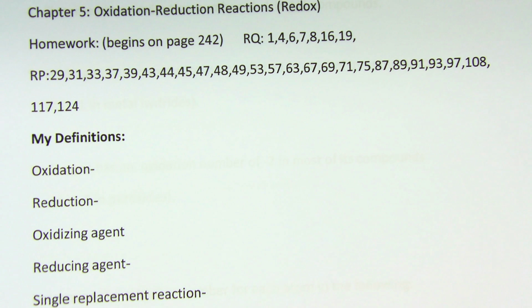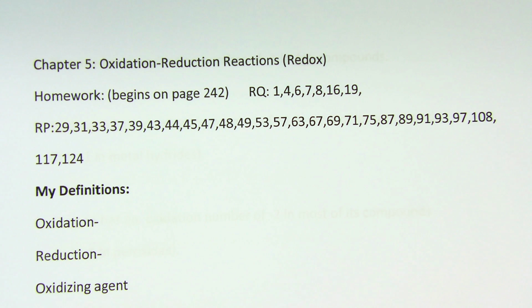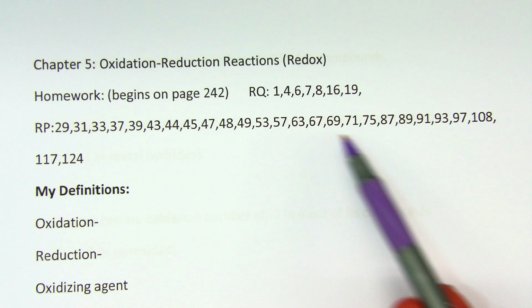So let's go ahead and start Chapter 5. Chapter 5 is oxidation reduction reactions. We fondly call them redox in chemistry. And you will see all of your assigned homework here.